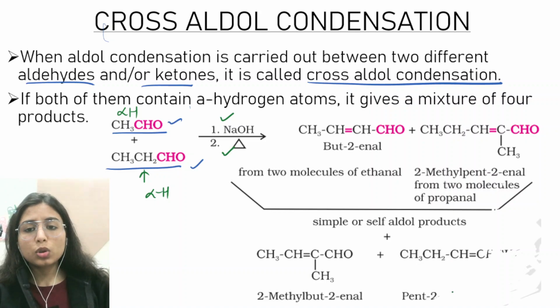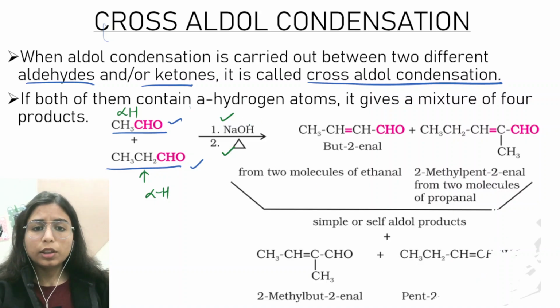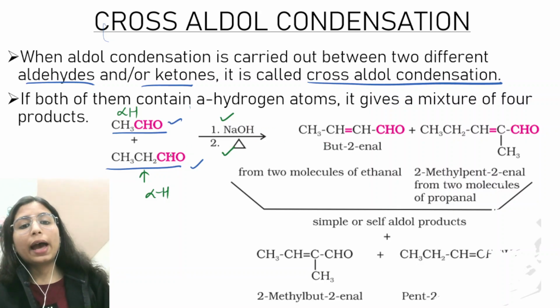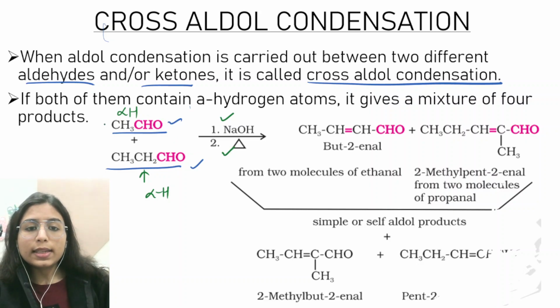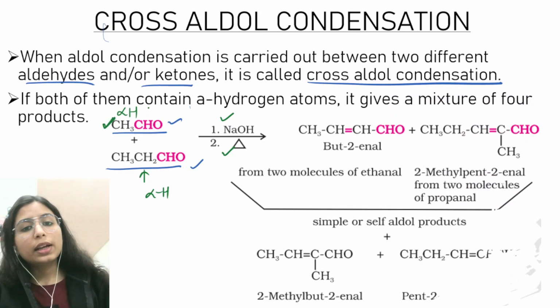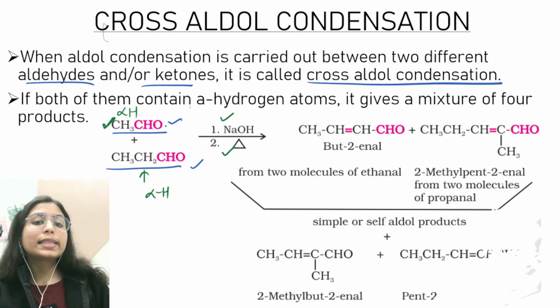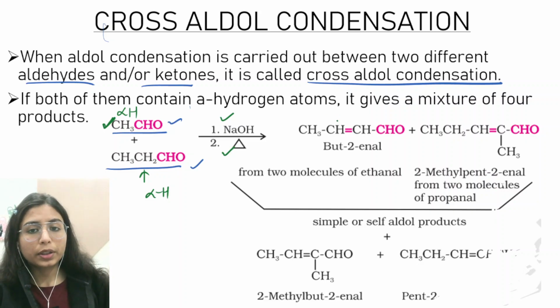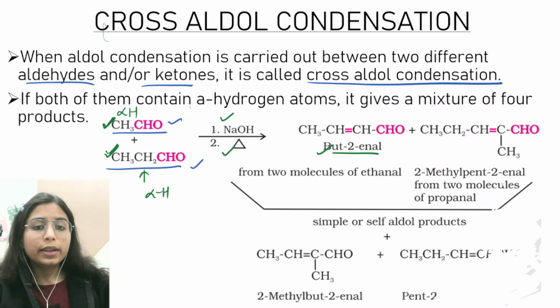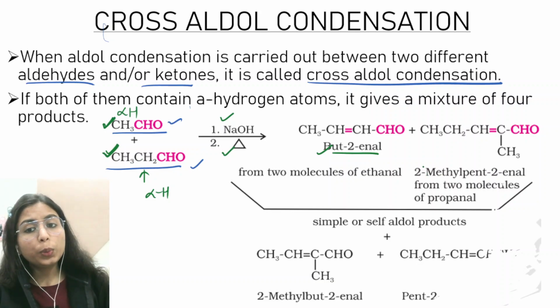Okay, so the first possibility would be that a self-aldol reaction would be carried out. So basically this molecule can react with another molecule of itself to get a simple aldol condensation product, which is CH3 CH double bond CHO, which is but-2-enal. Similarly, this can undergo a self-aldol condensation reaction. It can react with itself and can form 2-methylpent-2-enal.